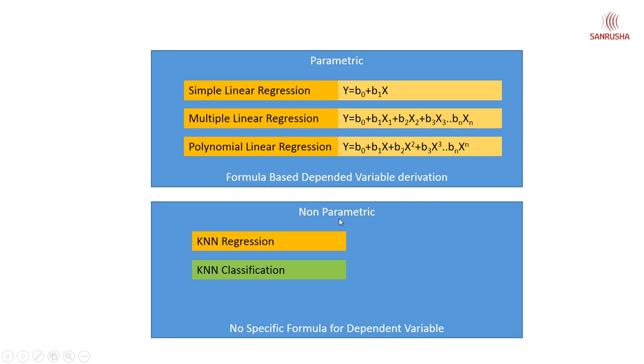Then there are non-parametric models. Non-parametric models do not have any such equation. They analyze data behavior, and based on that behavior of the data they predict the dependent variable. So that's the difference between parametric and non-parametric models. The KNN model is non-parametric model. That means there is no fixed formula or equation which they follow. Very good. Now that you understand that KNN is a non-parametric model, let's understand how KNN works.